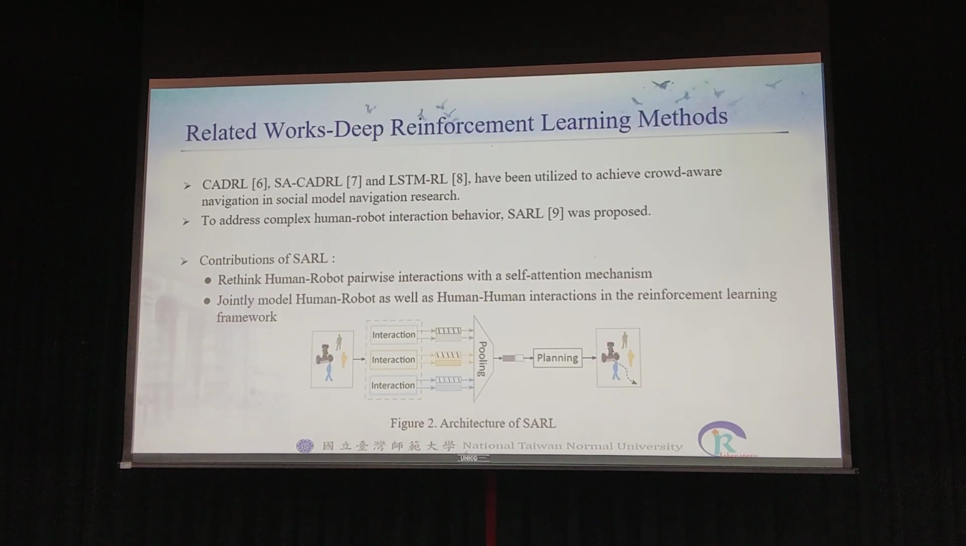And in learning methods, CADRL, SA-CADRL, and LSTM-RL have been proposed to achieve crowd-aware navigation in social navigation research. But the above methods cannot address complex human-robot interaction behavior. To solve this problem, SARL was proposed. SARL used reinforcement learning for training and was evaluated for model validation. Additionally, it featured a social attention pooling model that captures crowd behavior in a deep reinforcement learning framework.